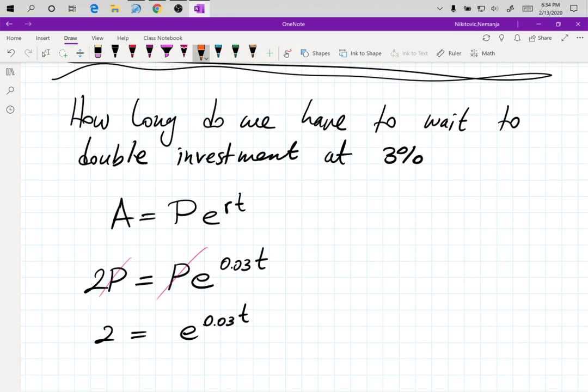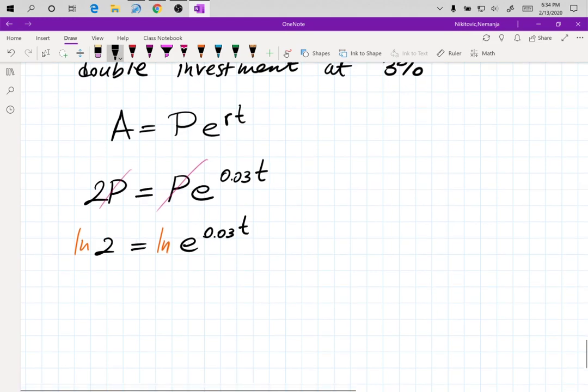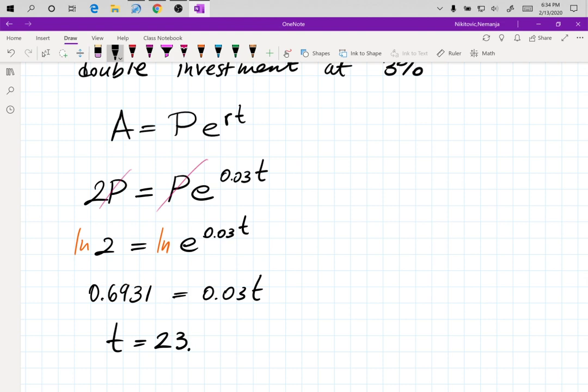Hit both sides with ln. And now use the abacus to figure out the values. ln of 2, 0.6931, equals 0.03 t. Divide by 0.03 and get t equals 23.1049. So 23 years. It will take 23 years to double your investment.